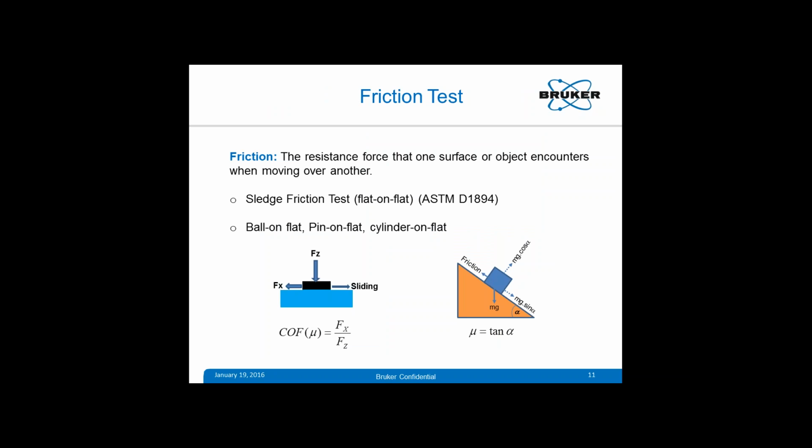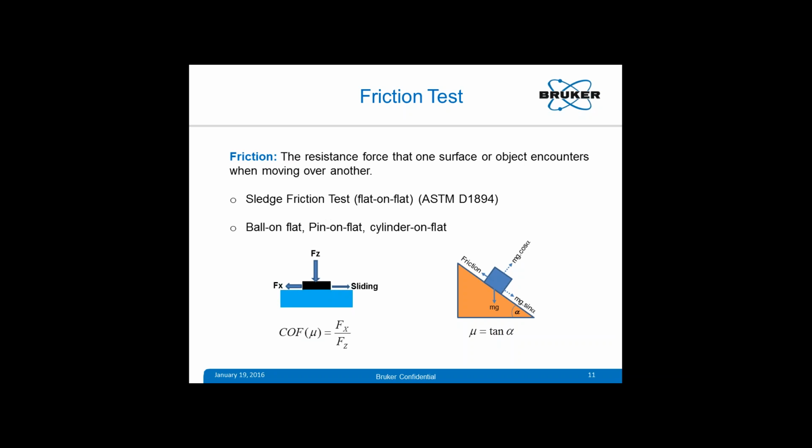Now I should start with the actual test, which can be done using UMT TriboLab, starting with the tribological test, which is the friction test. Friction, as you know, is the resistance force that one surface or object encounters when it is moved against another surface. On the left side, you can see that there is a block which is over another surface. When you slide this, friction acts in the direction opposite to the motion of the top block, the relative motion, and friction force is actually measured using a sensor.